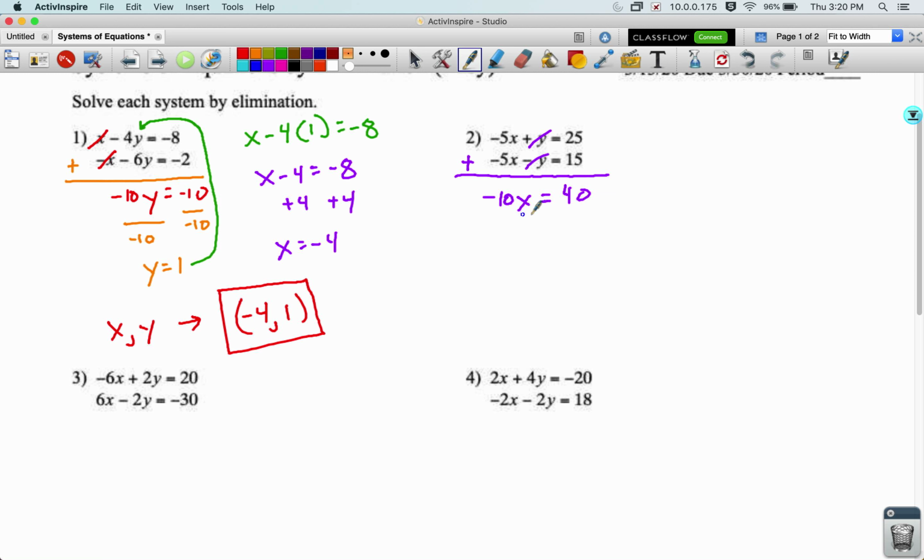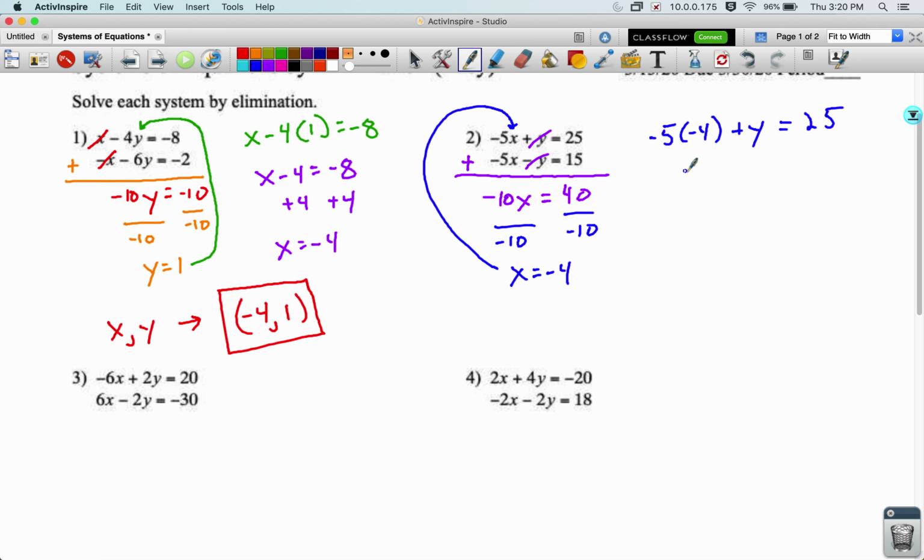Get rid of that negative 10 by dividing both sides by negative 10. We get x equals negative 4. Take this answer, plug it back in for this x right here. Negative 5 times x, but x has been replaced with negative 4, plus y, so that y is back. It only eliminated when we combine them, but we're just focusing on that top equation now. Equals 25.